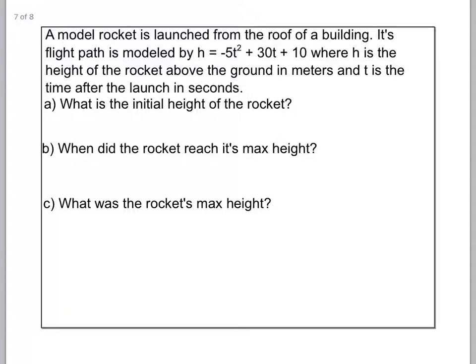Okay, last one we're going to do is a word problem. It says a model rocket is launched from the roof of a building. Its flight path is modeled by h equals negative 5t squared plus 30t plus 10, where h is the height of the rocket above the ground in meters and t is the time after the launch in seconds.